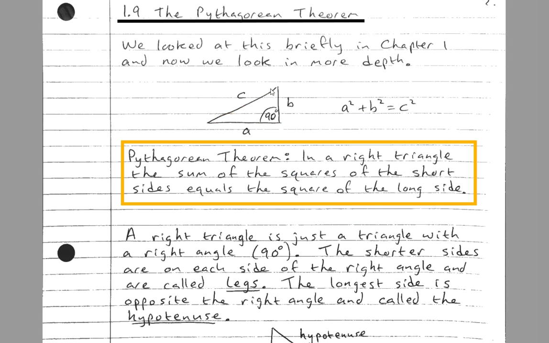It's just relating the three sides of a right angle triangle. It's not a simple relationship, so it's not just a plus b equals c. You have to square everything. So a squared plus b squared equals c squared, the square of the hypotenuse.